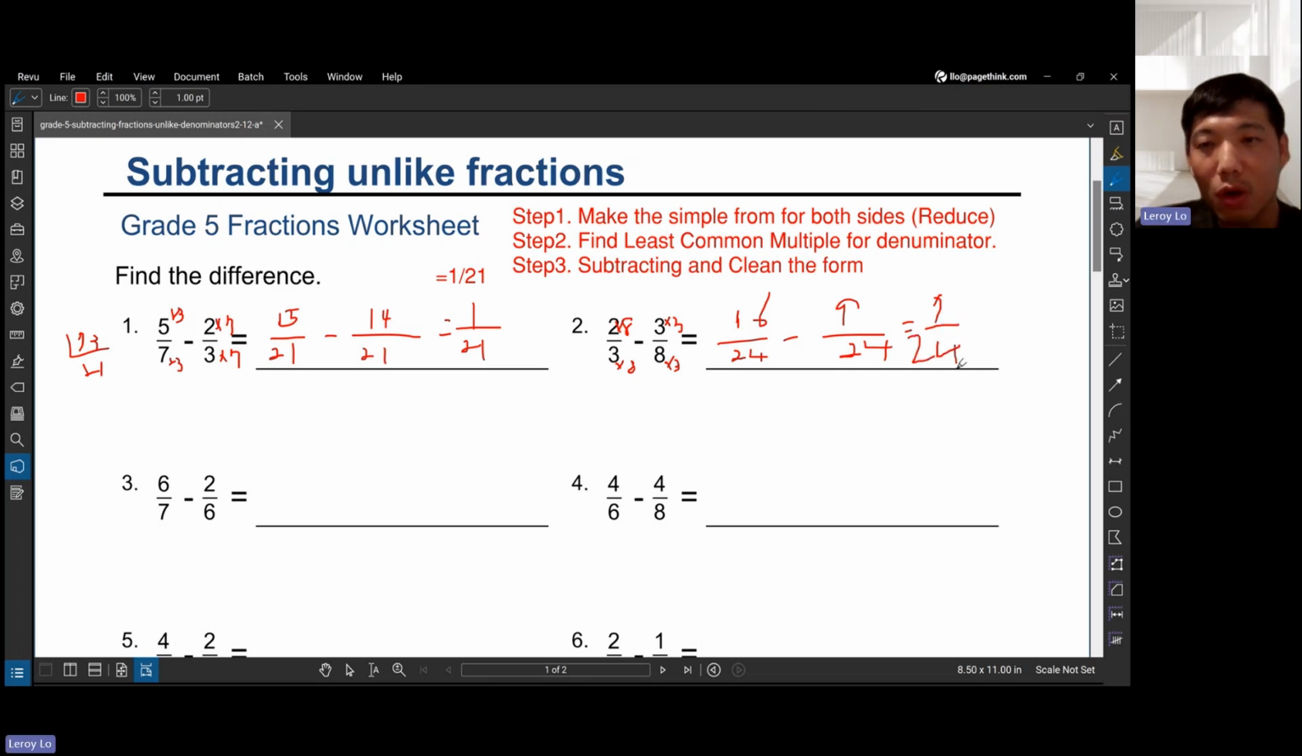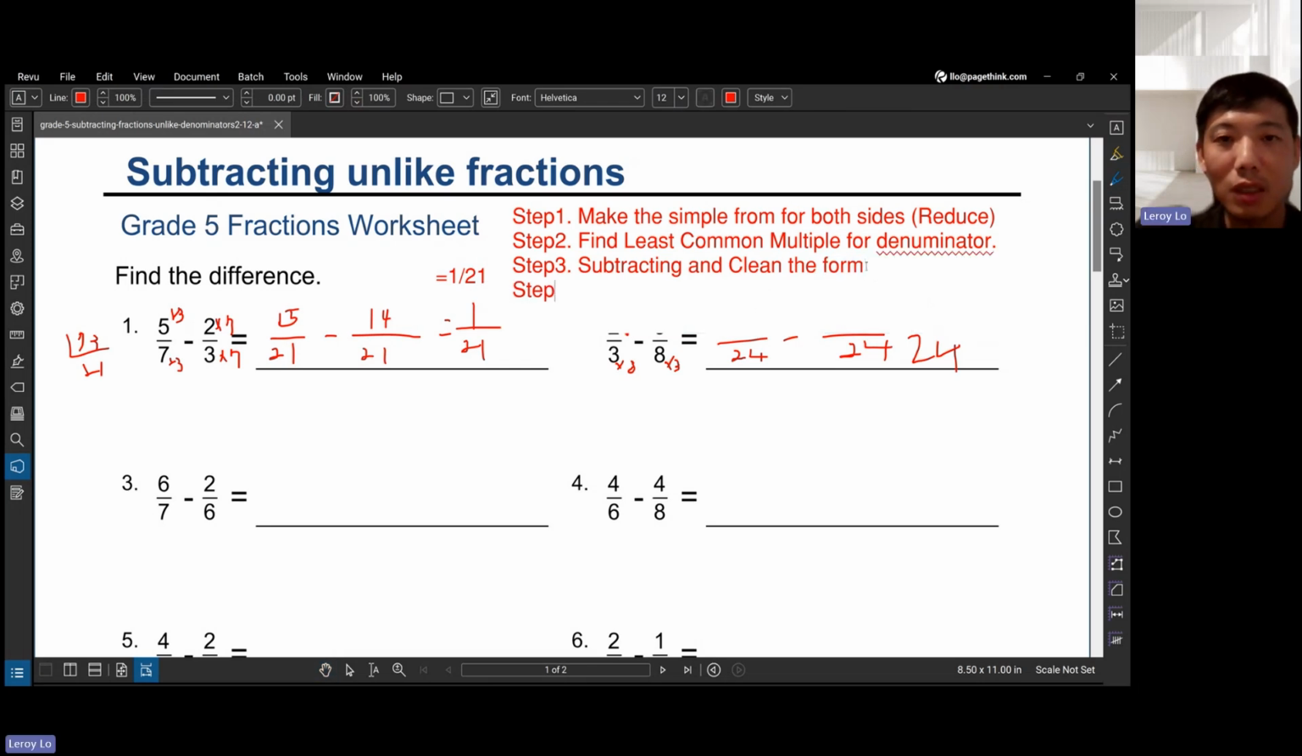And the last step will be, sometimes it's not a simple form, so we need to make the simple form again. So that's pretty much the step. Oh, I have a spelling mistake.